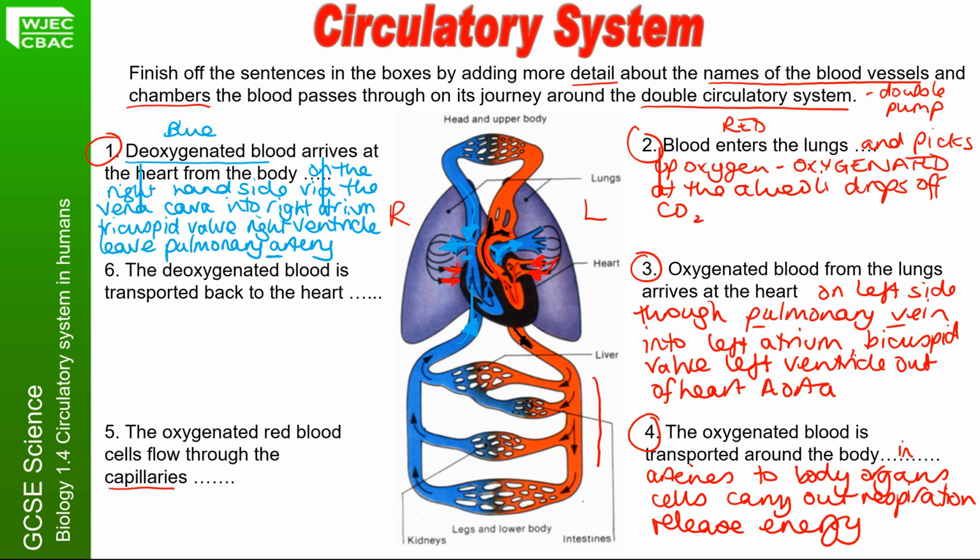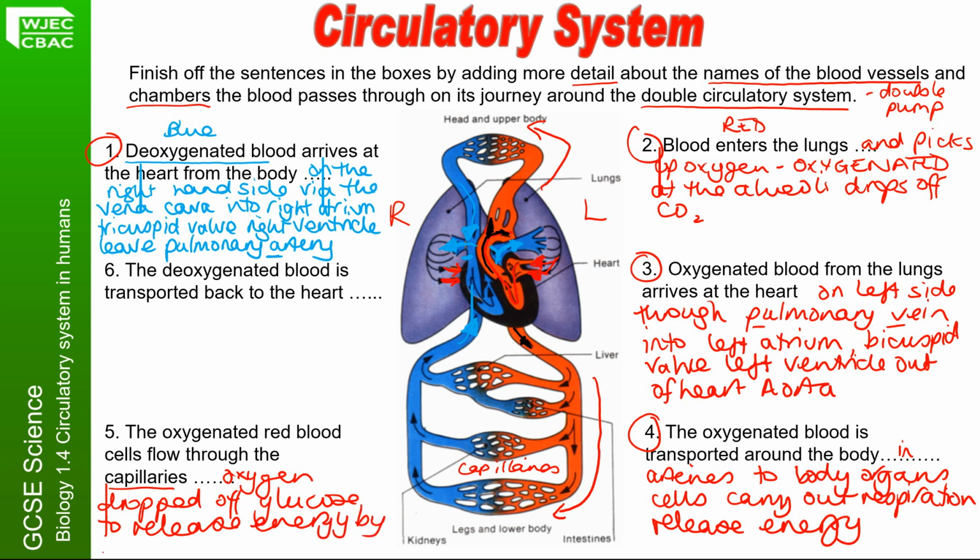Can you see where the oxygenated blood is coming down to the body, okay, and up to the head here? Now the blood vessels start to get thinner, and this is because they're becoming capillaries, narrow capillaries, where literally only one red blood cell can travel through at a time. So at this place is where the oxygen is dropped off along with the glucose to release energy by respiration. And obviously the carbon dioxide is picked up as well.